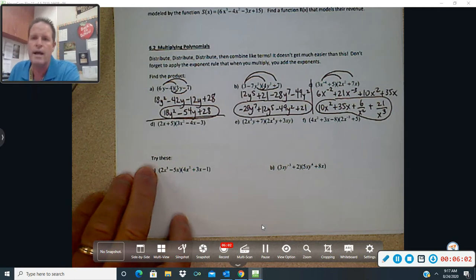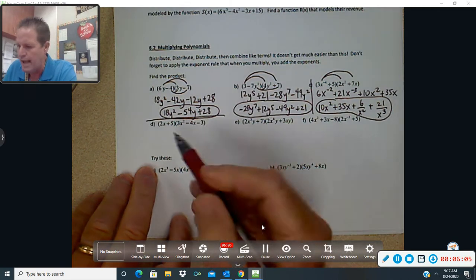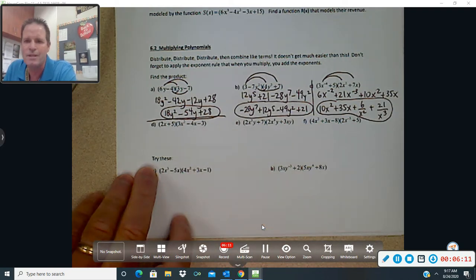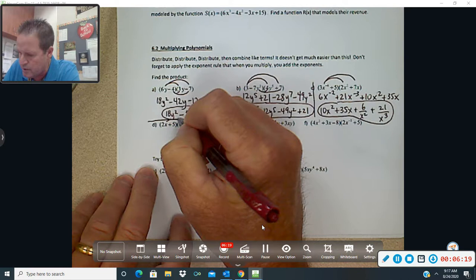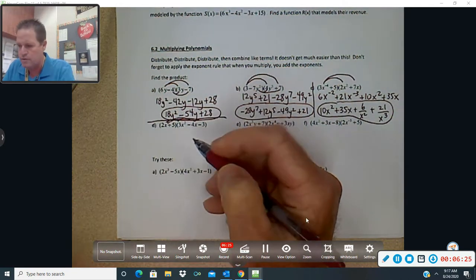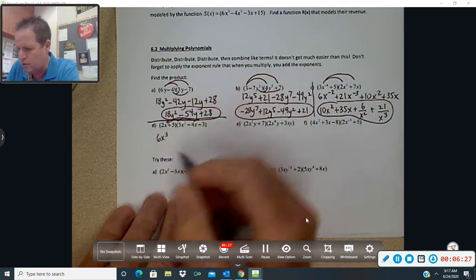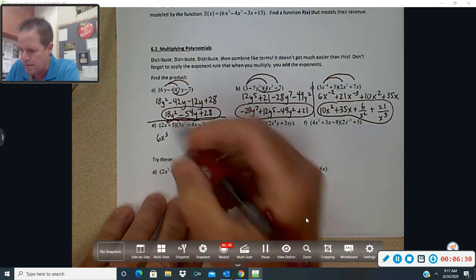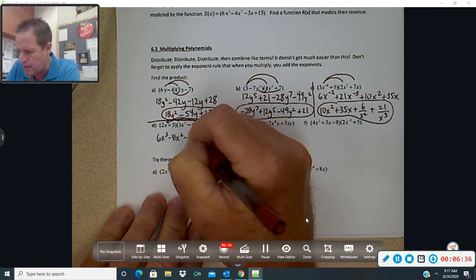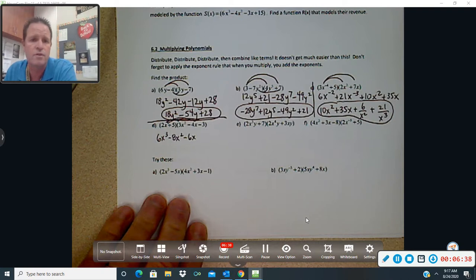And see, again, this is why I don't use the FOIL method, because now what do I do? I've got a middle term of a trinomial here. By using that FOIL method, I'm going to be lost. I'm not going to know what to do. So we want to start by just distributing the 2x to all three parts carefully. So 2x times 3x squared is going to make 6x cubed. 2x times negative 4x is going to make negative 8x squared. 2x times negative 3 is going to make negative 6x. Again, this is stuff you should have learned in integrated 2, so it should be pretty easy for you.